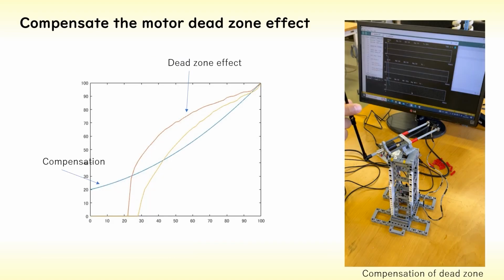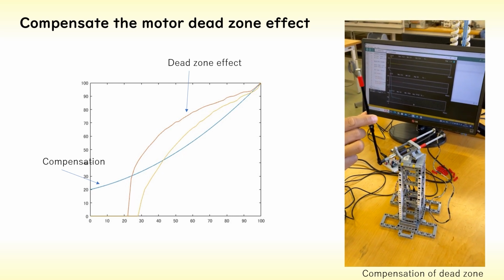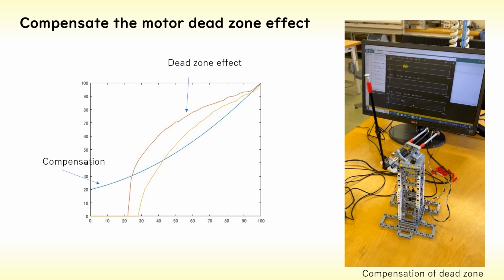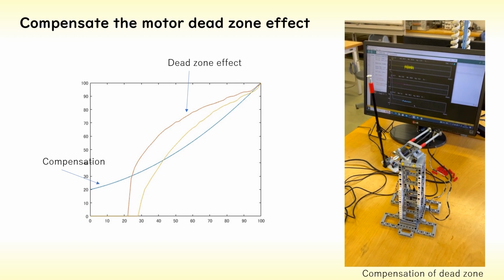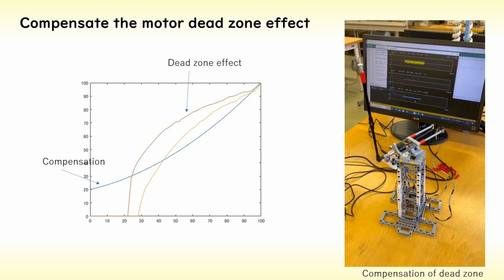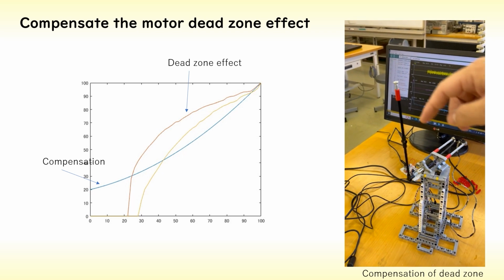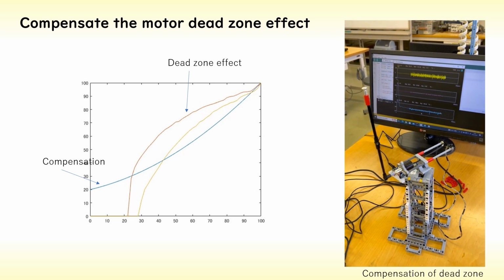We compensate the motor dead zone effect by using compensation function. By compensating the dead zone effect, this is the stabilized result of the inverted pendulum. We can find the pendulum is more stable.